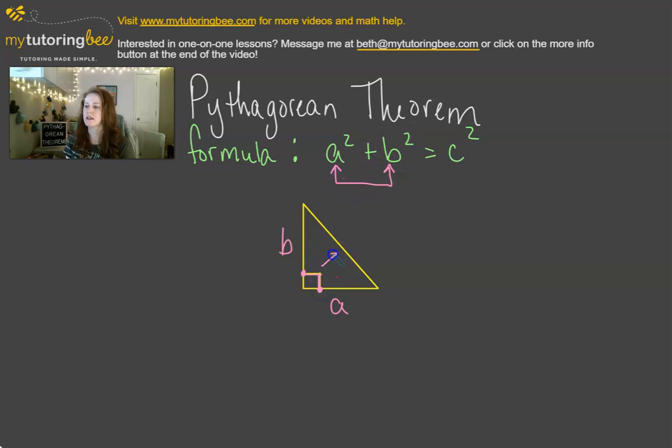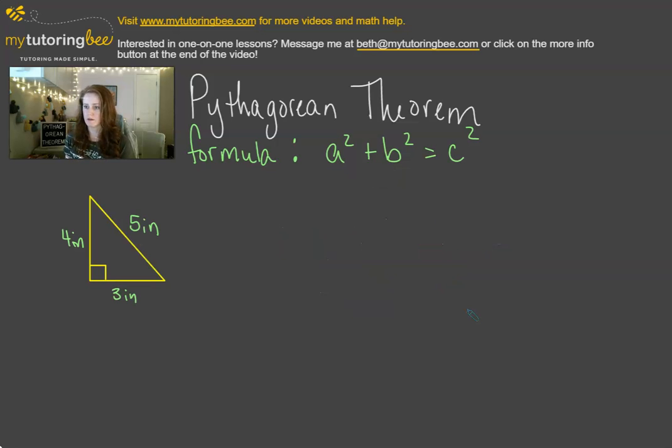And then the side that's opposite of that, you may have heard the word hypotenuse. That's what C will always be. C will always be the hypotenuse. This is also the longest side, always, in a right triangle. So now let's get into some actual numbers and how the Pythagorean theorem works.